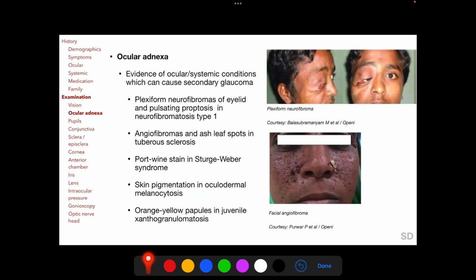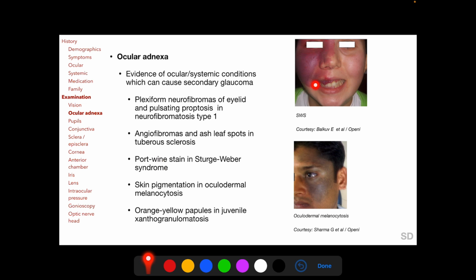In the ocular adnexa, we may find evidence of ocular and systemic conditions which can cause secondary glaucoma, and these include plexiform neurofibroma as seen here in this photograph and pulsating proptosis in neurofibromatosis type 1. Angiofibromas as seen here in this photograph and ash leaf spots in tuberous sclerosis, port wine stain as seen here in this photograph in Sturge-Weber syndrome, skin pigmentation as seen here in this photograph in oculodermal melanocytosis, and orange-yellow papules in the skin in juvenile xanthogranulomatosis.